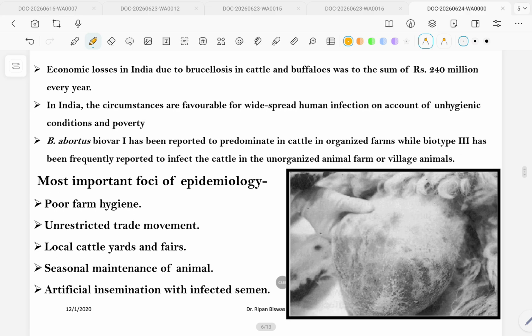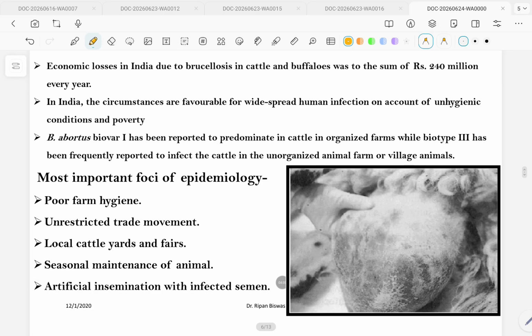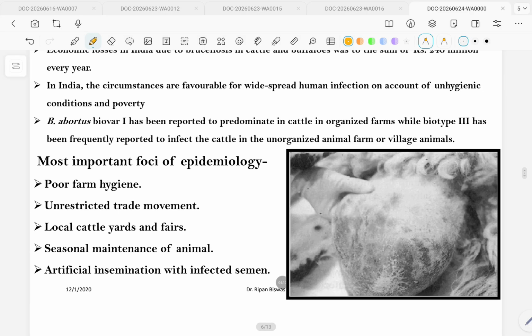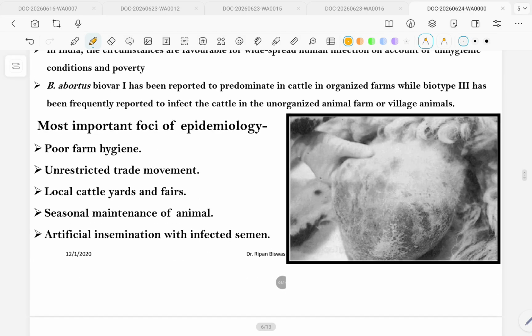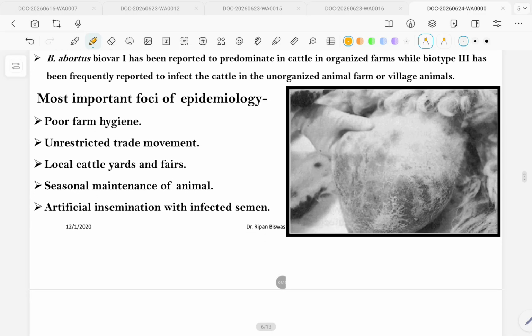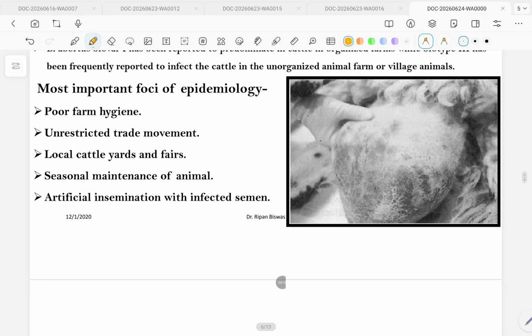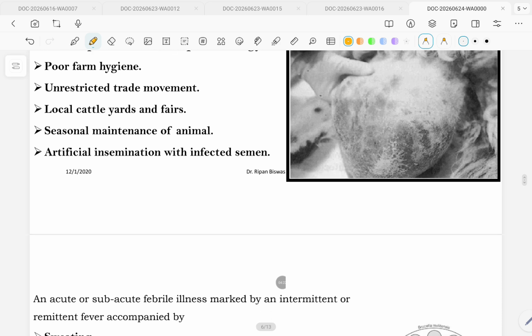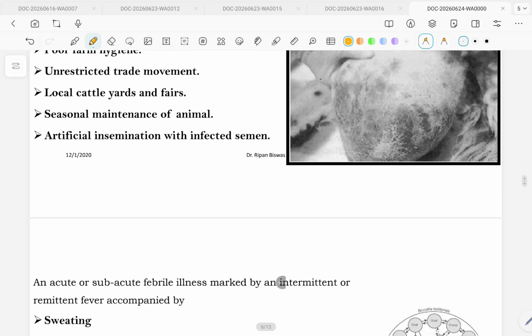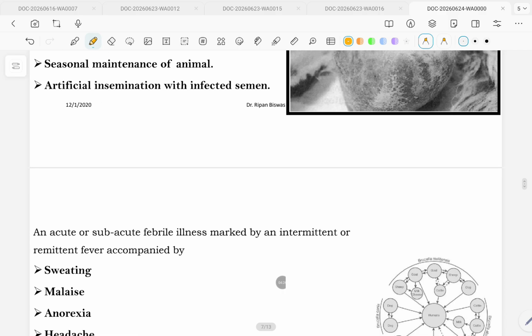Brucella abortus biovar 1 has been reported to predominate in cattle in organized farms, while biovar 3 has been frequently reported to infect cattle in unorganized animal farms or village animals. Most important foci of epidemiology: poor farm hygiene, unrestricted trade movement, local cattle yards and fairs, seasonal maintenance of animals, and artificial insemination with infected semen.